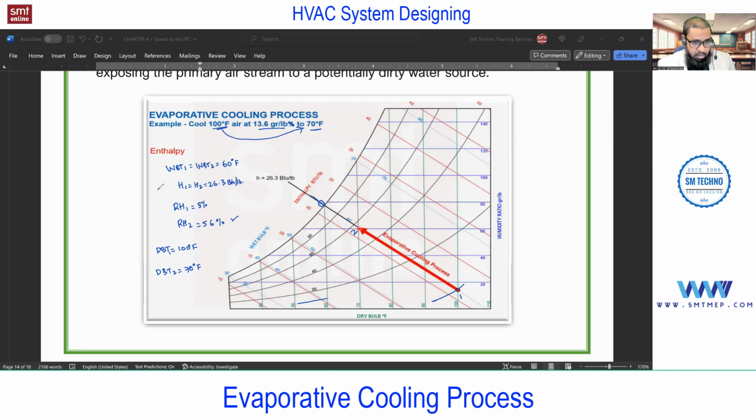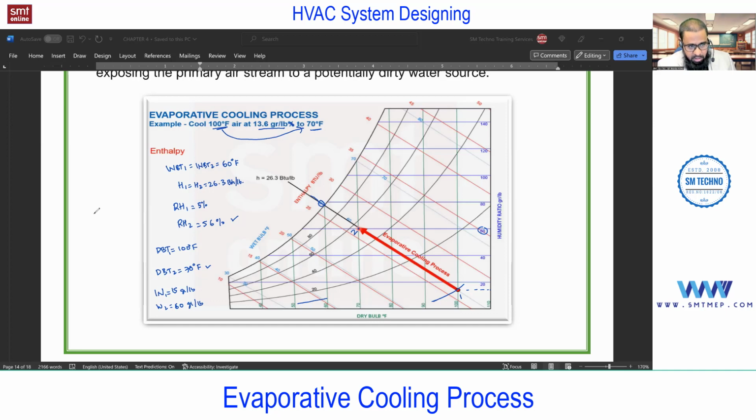Next, just remember that at the time of evaporative cooling, enthalpy and wet bulb temperature are going to be constant. RH will increase, and when RH increases, what will happen to the humidity ratio? W1, W2. You see, W1 is less than 20, say I'm considering 15 roughly. Then what about W2? This point is 60, so 60 grains per pound of dry air. This is also grains per pound.